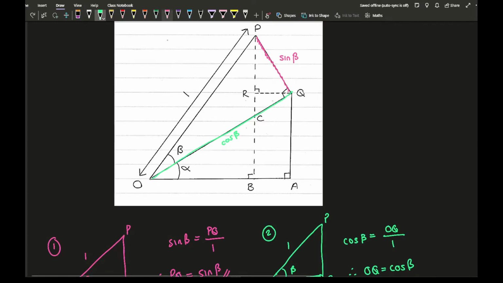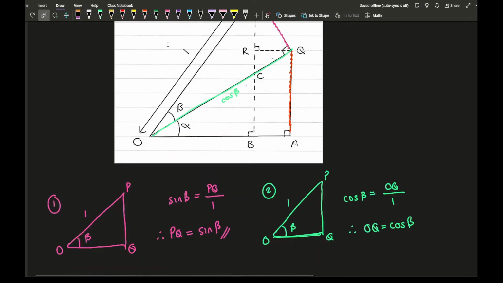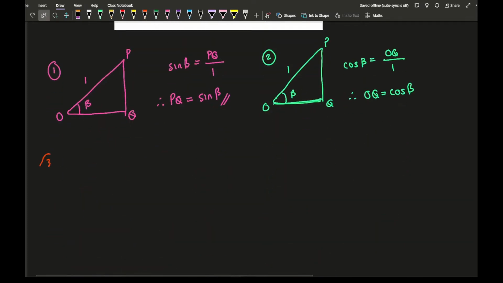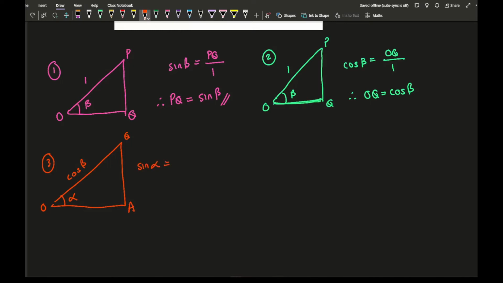So the next thing for me to do, once I've worked out O to Q, is to work out what Q to A is going to be. So from that bottom triangle, I now know that this angle here is going to be alpha, and I've got that this here is cos beta, and let's label the vertices O, Q and A, and Q to A is what I'm trying to find. So here I've got sine alpha equals opposite, which in this case is Q to A, over the hypotenuse, which is cos beta.